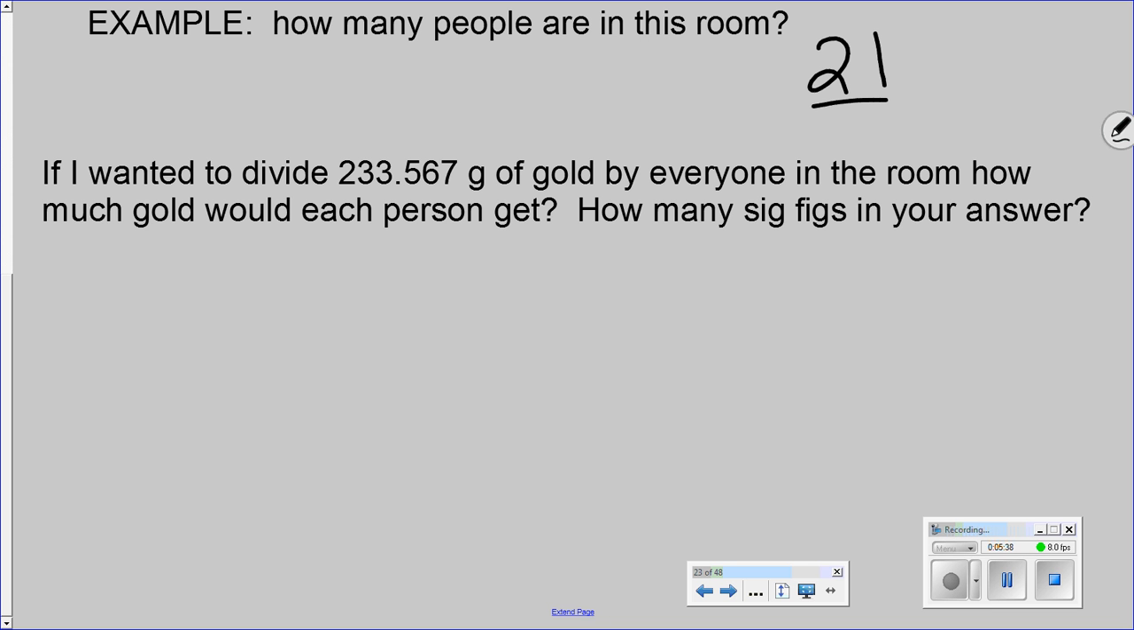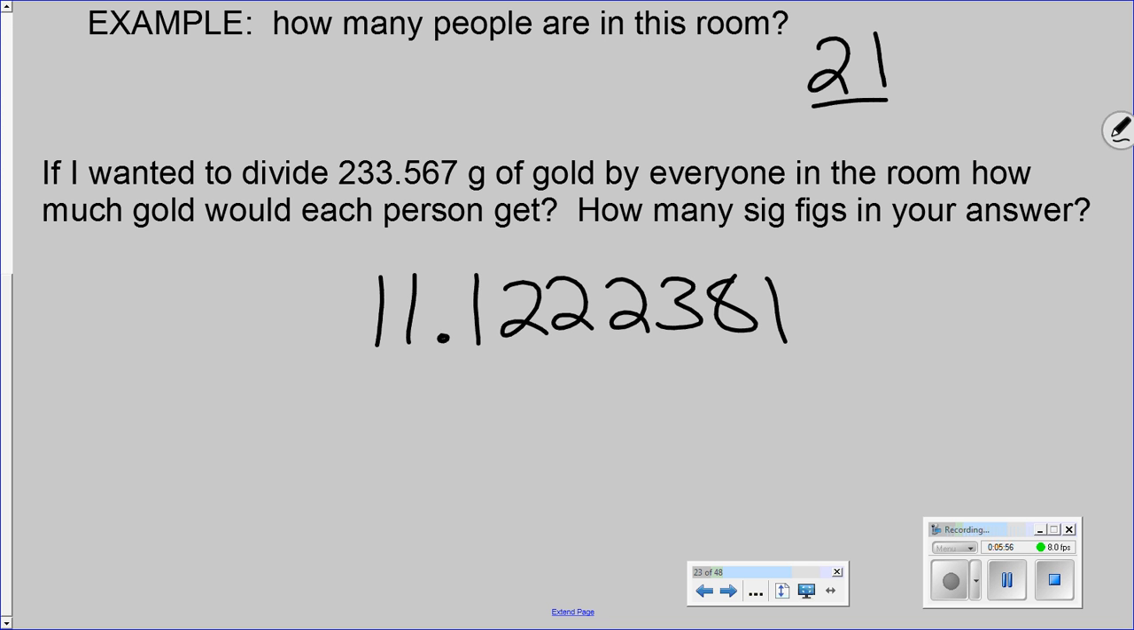So where this comes into play is with the rule for dividing. If I had 233.567 grams of gold, and I was going to divide it by the 21 people in the room, what I get on my calculator is 11.1222381. Now, how many significant figures am I going to report in this?